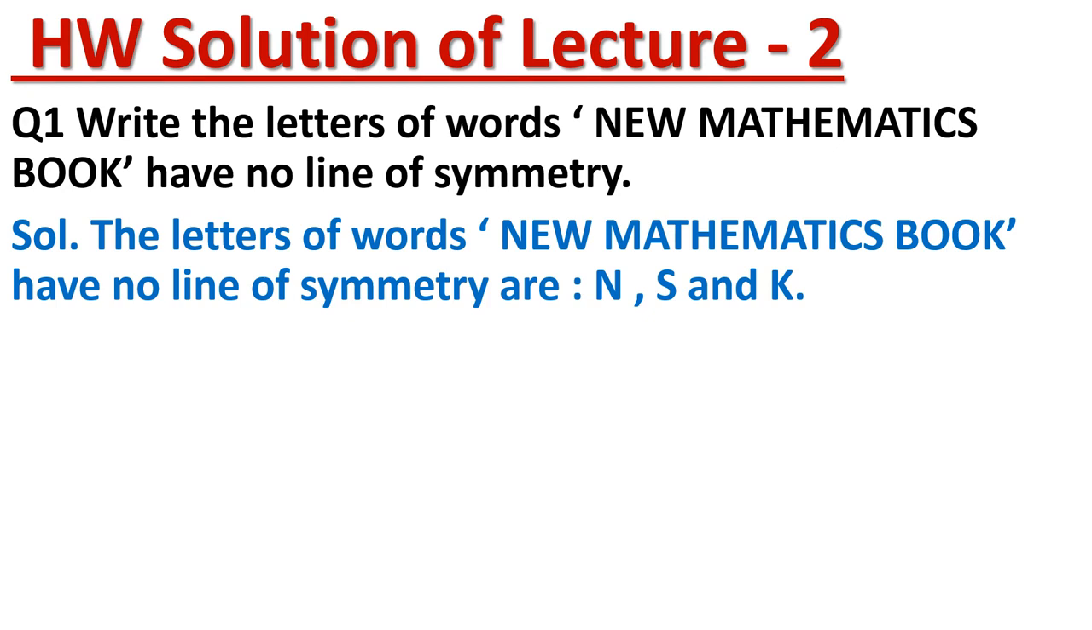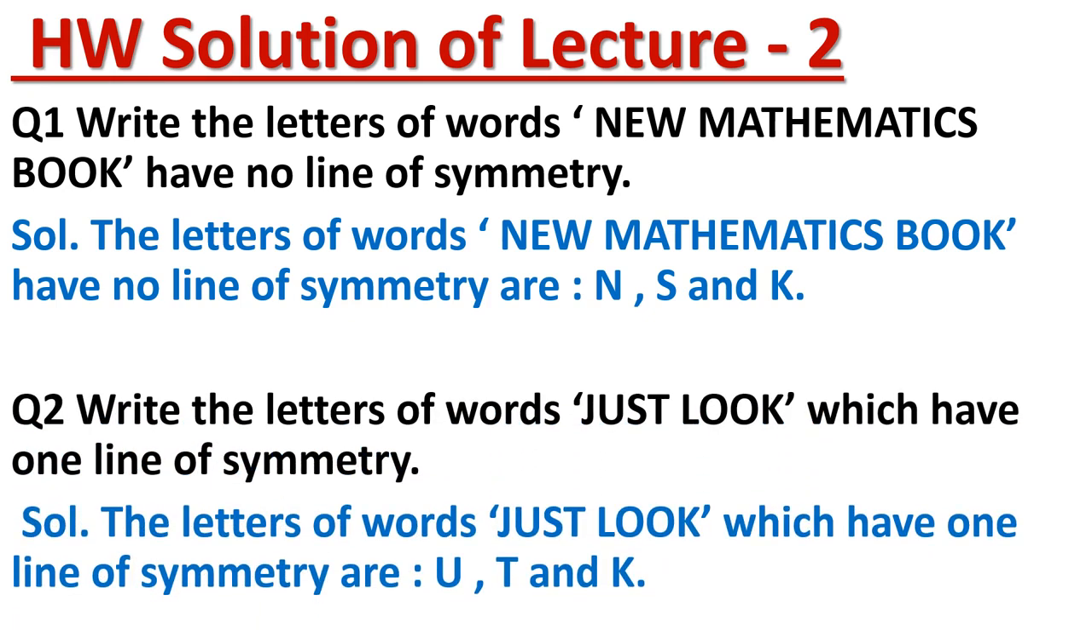Same is the second question. Write the letters of the words "just look" which have one line of symmetry. The letters are U, T and K. U has one line of symmetry, T has one line of symmetry and K has one line of symmetry. Others have either no symmetry or two lines of symmetry.